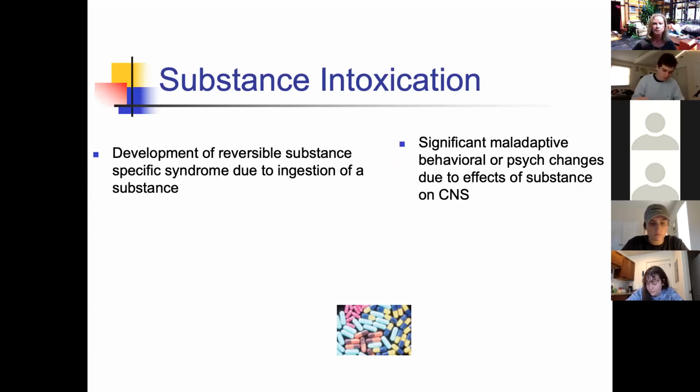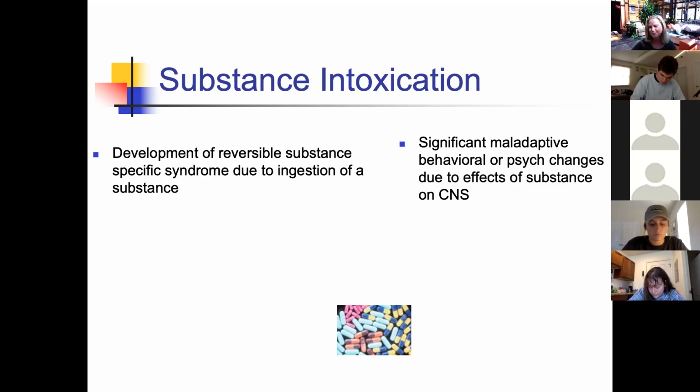This is when you have ingested a substance and there's some kind of intoxication, some kind of effect. And they talk about development of, a lot of times, a reversible substance specific syndrome. So if you've been drinking alcohol and you're tipsy and buzzed, that would be intoxication. But typically after enough time after ingesting alcohol, once the liver has gotten rid of it out of your system, you go back to normal. So in a lot of cases, it is a reversible syndrome.